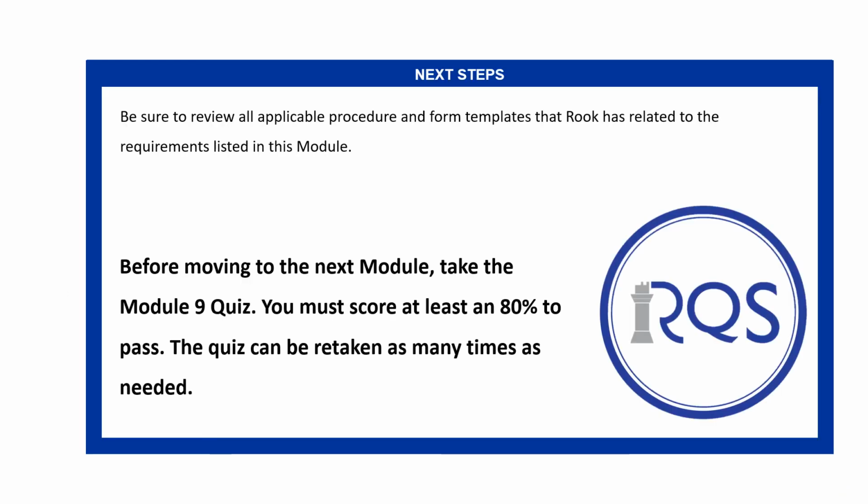We have now reached the end of this module. Be sure to review all applicable procedure informed templates that Rook has related to the requirements listed in this module. Before moving to the next module, be sure to take the Module 9 quiz. You must score at least an 80% to pass, and the quiz can be retaken as many times as needed.